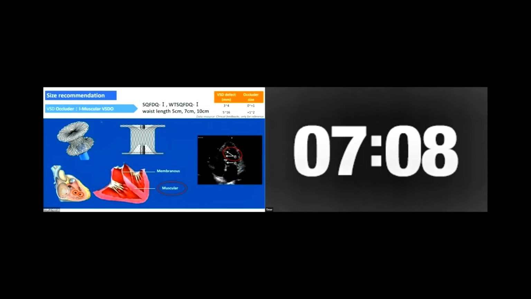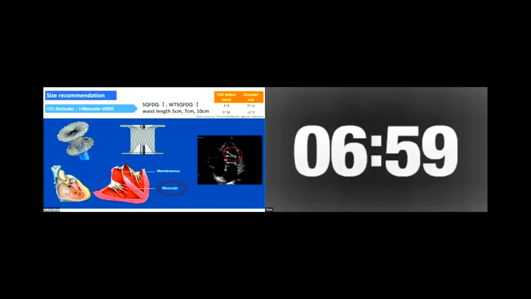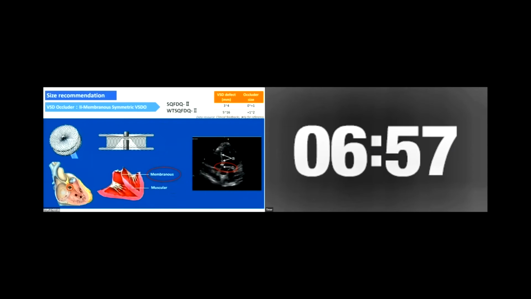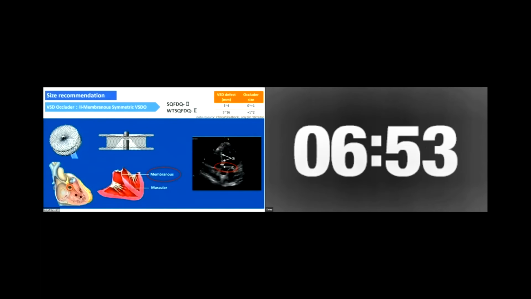So this is the first, the muscular VSD occluder. As I mentioned, the VSD defect is up to 3 to 4 millimeters. We can oversize by +1, and 5 to 16 millimeters, we can oversize by +1 to 2. And the waist length is 5, 7, and 10, depending upon the interventricular septal thickness.